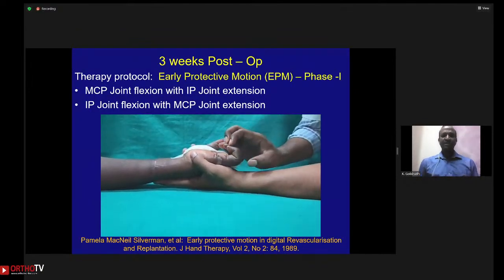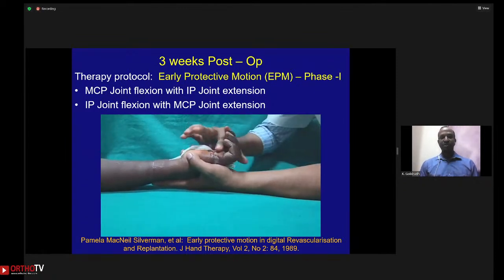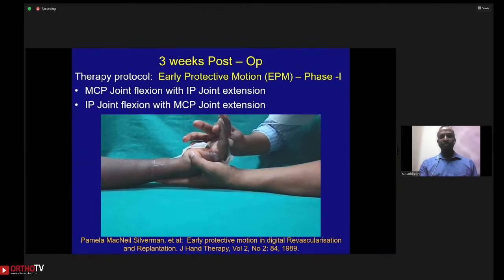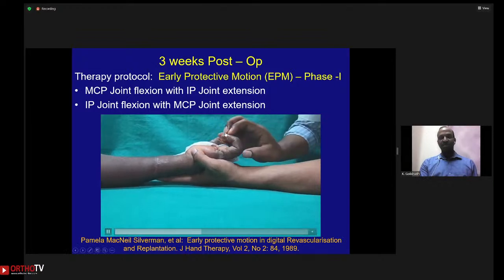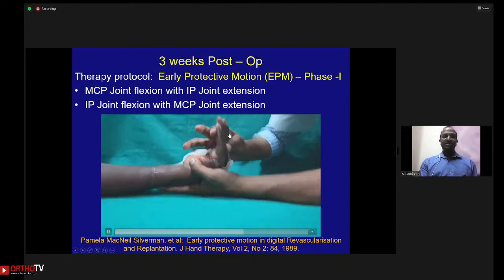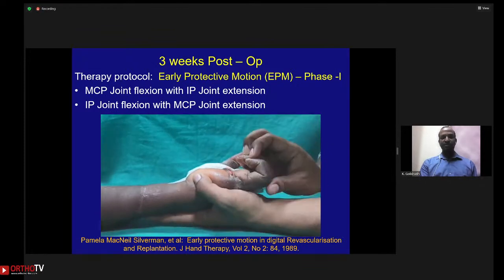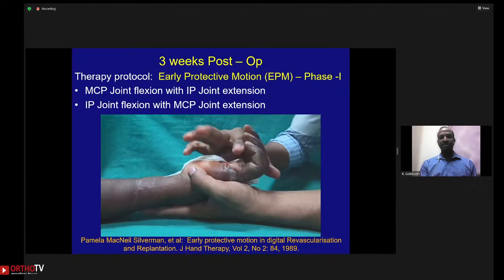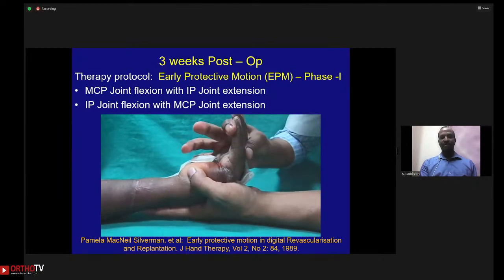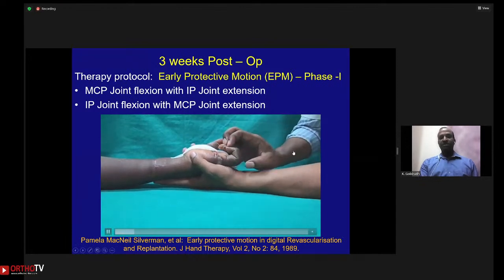By the 3rd week, we'll start the therapy. We call it early protective motion. It is like a tenodesis movement: when the MCP is flexed, the IP will be extended, and when the IP is flexed, the MCP will be extended. This protective motion allows tendon gliding without any tension on both the flexors and extensors, and prevents joint stiffness. We can go passively with the early protective motion and slowly increase to active.